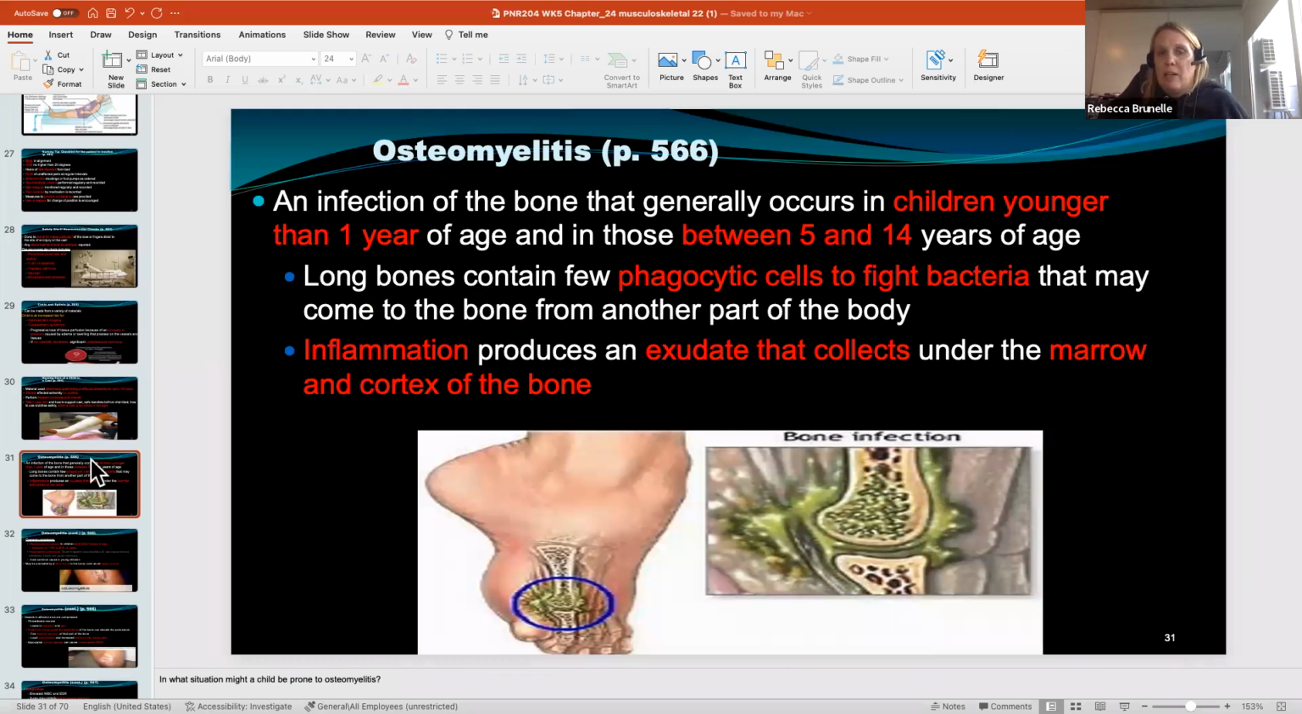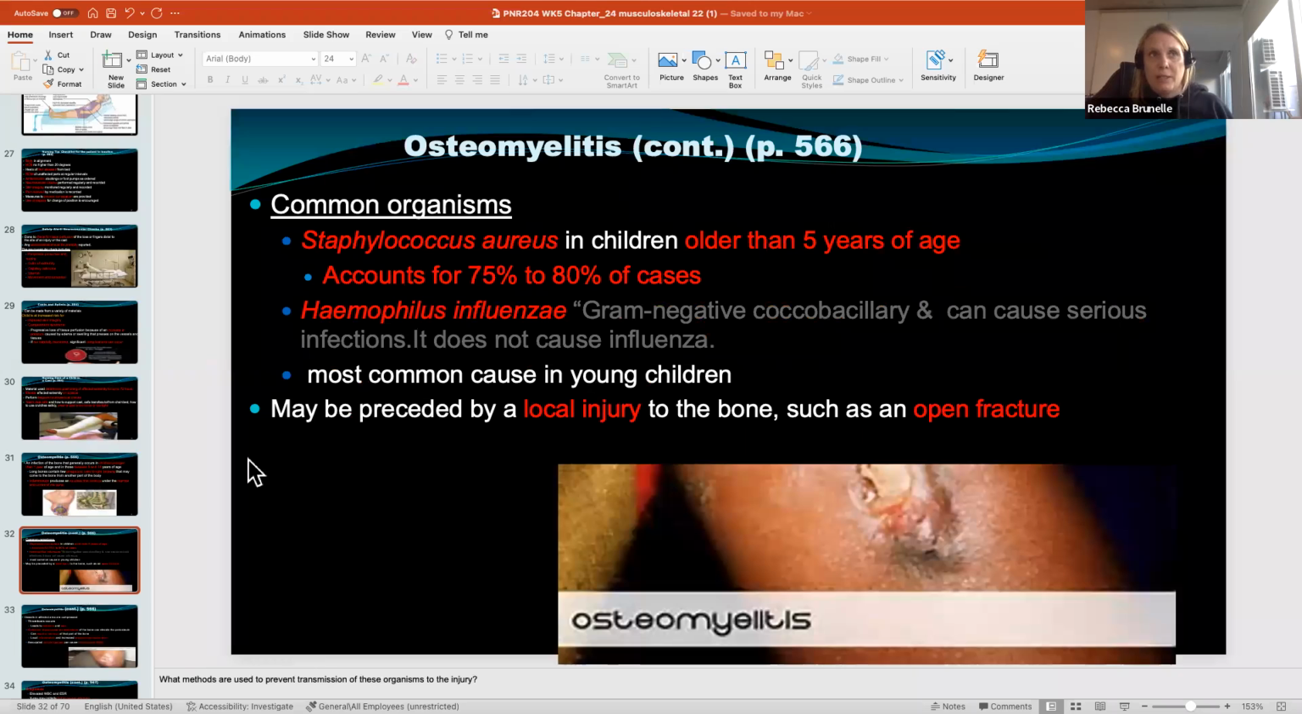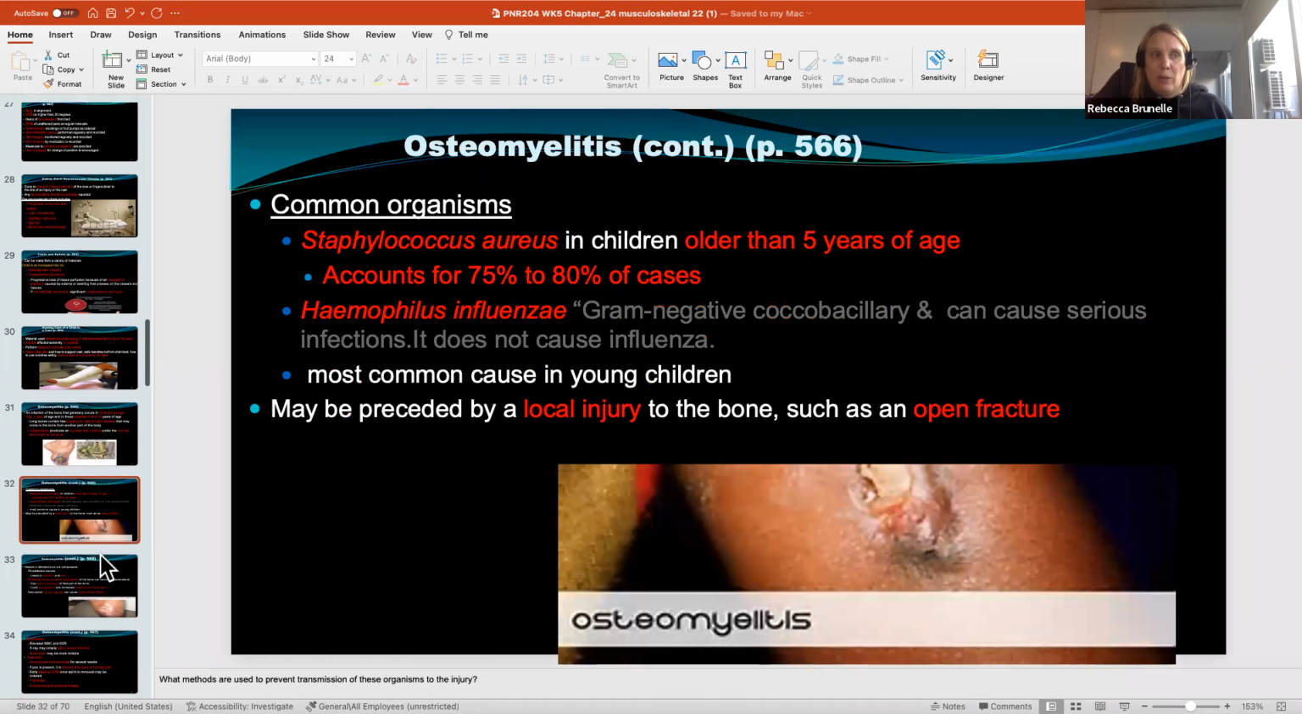So there is an infection of the bones that kids can get that's called osteomyelitis. It's most common in younger children, and then again between the ages of 5 and 14. It's usually in the long bones, and it can be quite painful. Like I said, it's an infection in the bone marrow, and it's usually bacterial. So common organisms are going to be Staphylococcus and Haemophilus influenzae. And sometimes they'll have a local injury to that bone or even a fracture, and then later they develop the osteomyelitis.